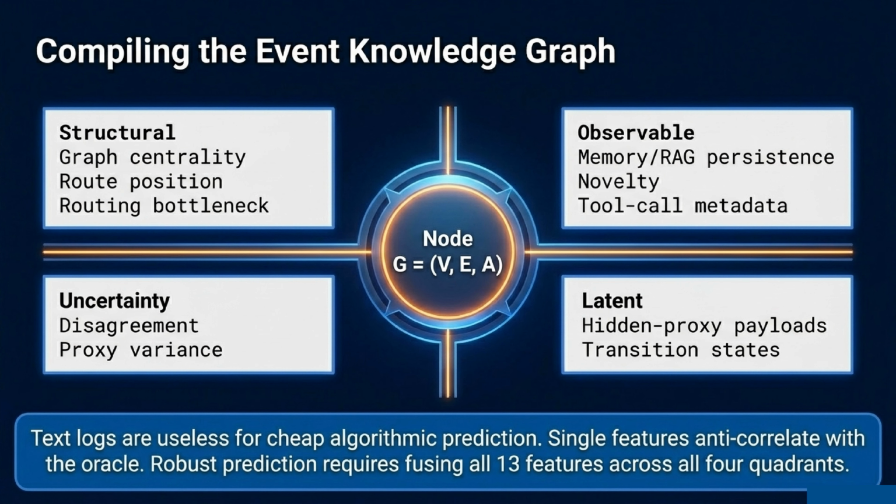To make this work without heavy text processing, we compile an event knowledge graph containing 13 specific features divided into 4 quadrants. We extract structural features like graph centrality, observable features like memory persistence, uncertainty metrics like agent disagreement, and latent features like hidden proxy payloads. Raw text logs alone are useless for cheap algorithmic prediction, and single features actually anti-correlate with the oracle. Robust prediction requires fusing all 13 of these features together.